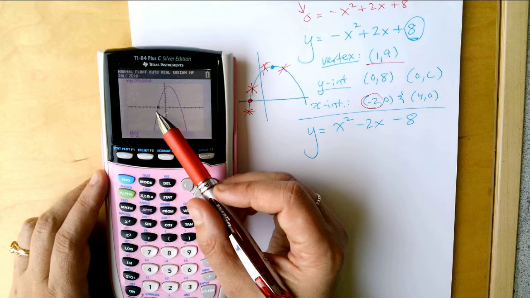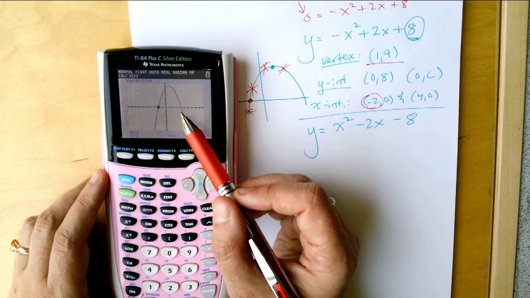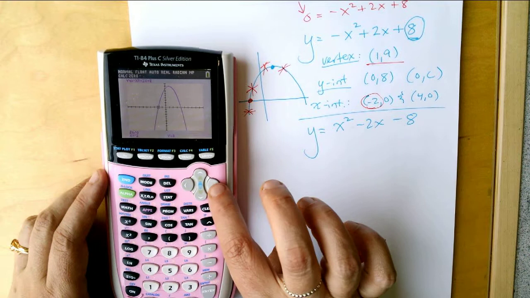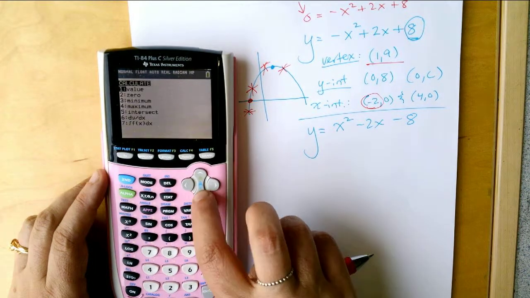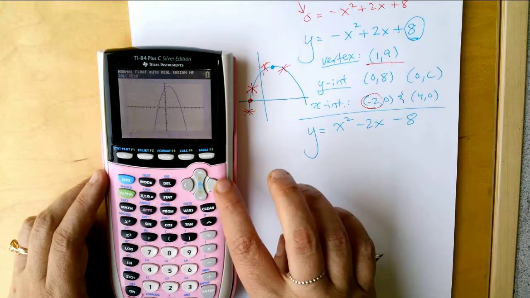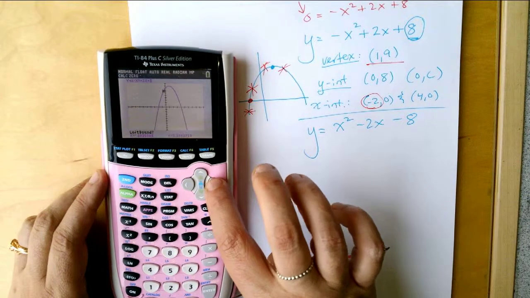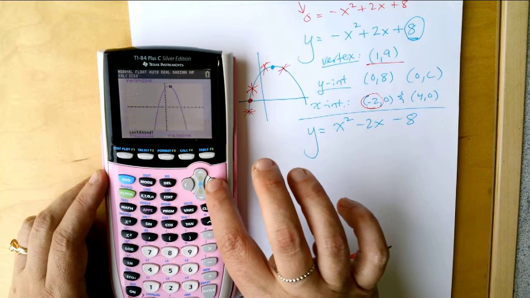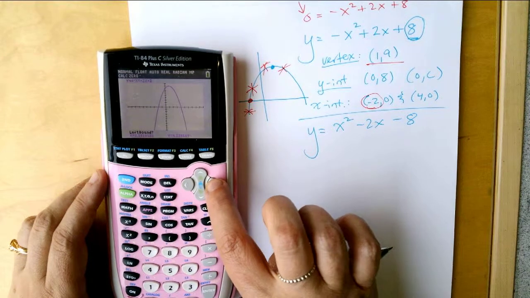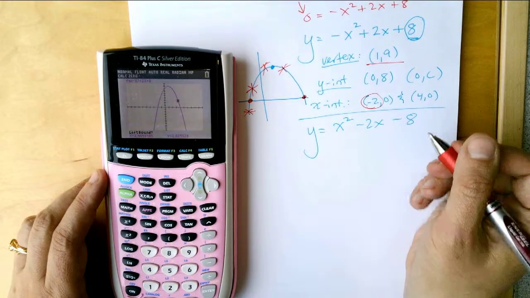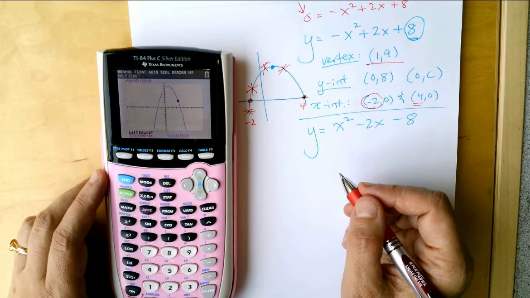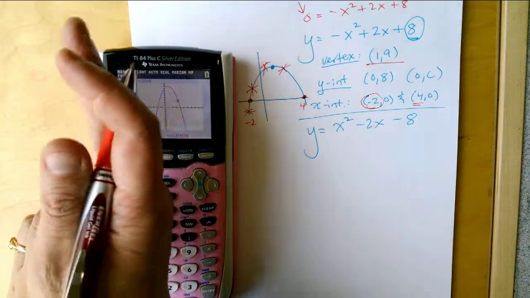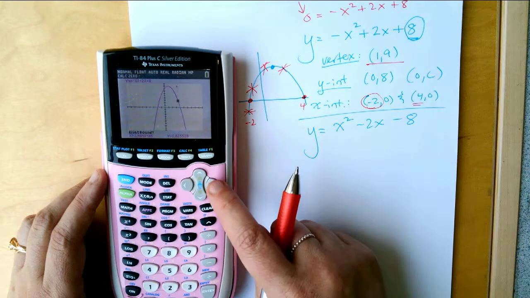Now, that only gave me one of the x-intercepts. If I want to find the other x-intercept, I'm going to do that same procedure again. So I go second, calculate. I want the 0. Okay, I'm going to go over until I'm to the left of that intercept. Remember, I'm trying to find this point right here, which we already know is 4. That one was -2. So am I to the left of it? Yes, I am. I press enter.